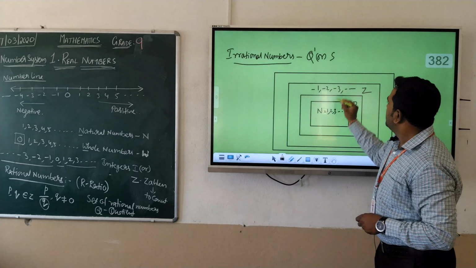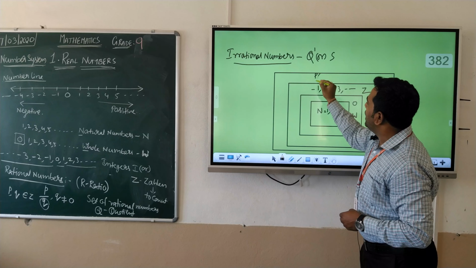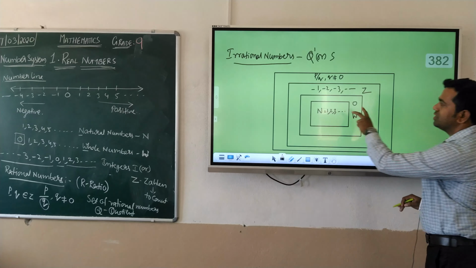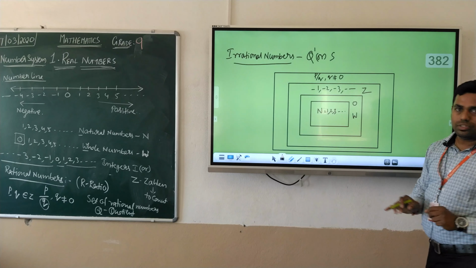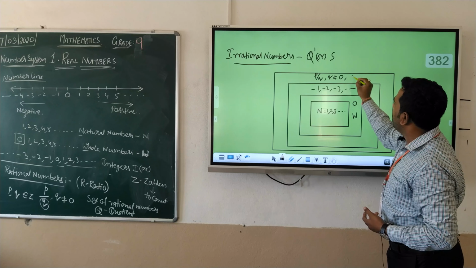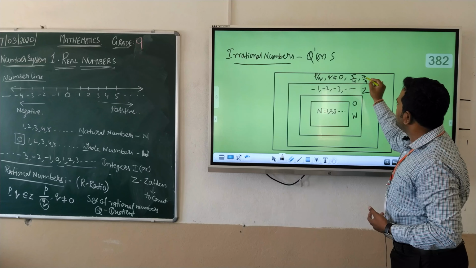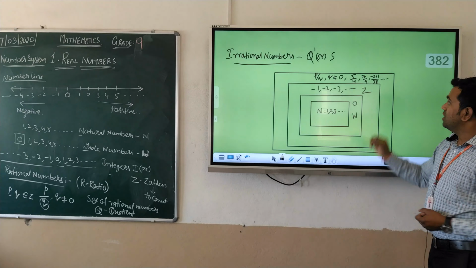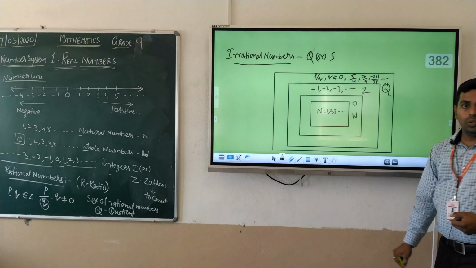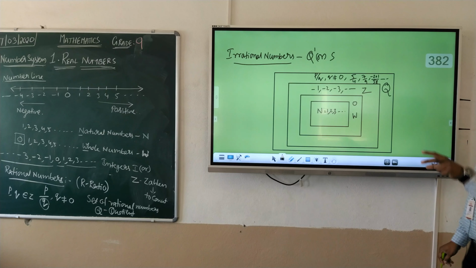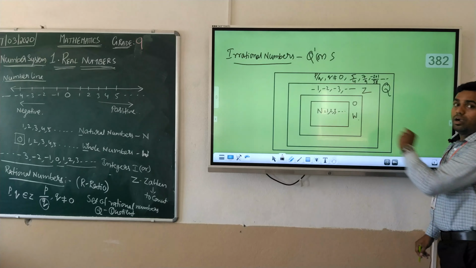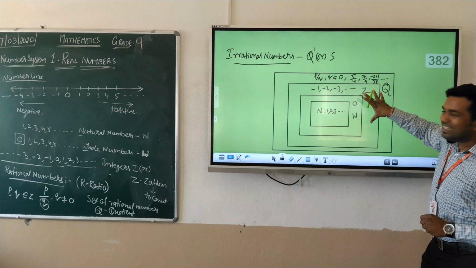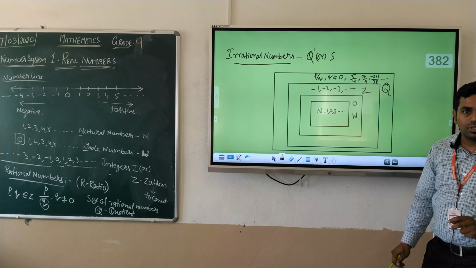We call it rational numbers. What are rational numbers? They are in the form of P by Q, where Q is not equal to 0. All these integers, whole numbers, and natural numbers come under rational numbers. Along with that, you can include other numbers like 5 by 4, 7 by 9, minus 2001 by 58, and so on. All these are rational numbers, generally denoted by Q. Got it or not? So all natural numbers are whole numbers, all whole numbers are integers, and all integers are rational numbers.